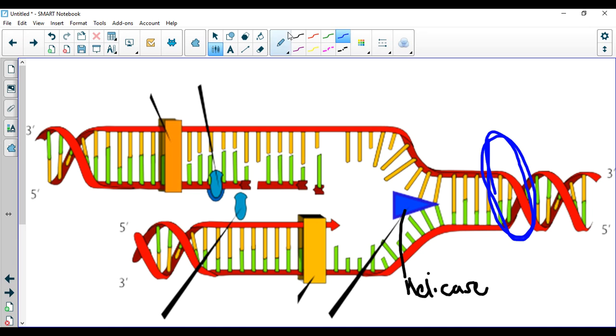And its job is to make sure that stress is relieved so that we don't snap our parent DNA molecule. If we snap our DNA, that cell's going to die because it can't reproduce, it can't do anything. And so this is topo. I'm going to just write topo. Okay, there's topo. That's topoisomerase. It's there to make sure that the stress is relieved so that we don't snap our parent strands.